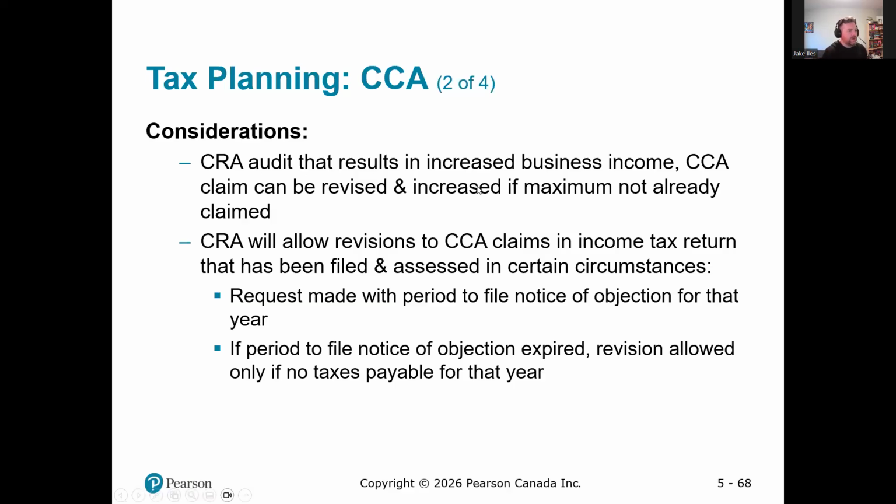Next, a CRA audit that results in increased business income. If you get an assessment from the government and they've modified your income, so now it's higher than you expected, you're allowed to revise those CCA claims to get that income back down. CRA will allow revisions to CCA claims in income tax returns that have been filed and assessed in certain circumstances, as long as the request is made within the period to file a notice of objection. If the period to file the objection expired, a revision is allowed only if no taxes were payable for that year.